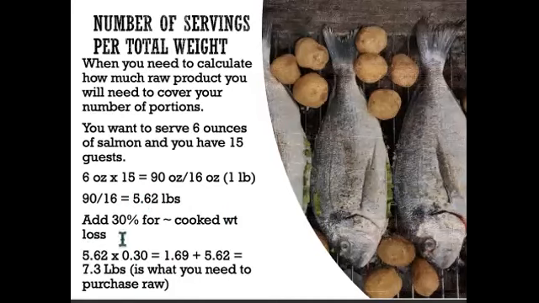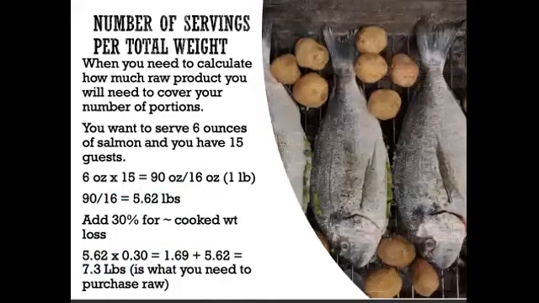So in this case, what I did is that, yes, I need 5.62 pounds to feed 15 guests, but I added 30%. So 5.62 times 0.30 is equal to 1.69, which I added to the original weight, 5.62. It gave me 7.3 pounds, about 7 pounds. And that is what I need to purchase raw, right?